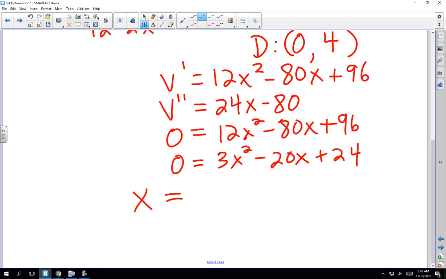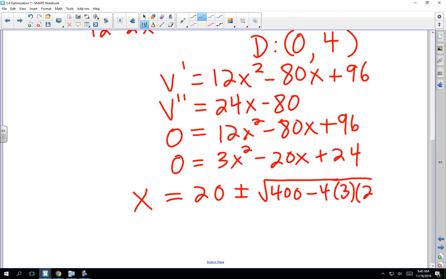So x equals opposite of b, which is 20, plus or minus the square root. And when I say plus or minus, I'm just solving the quadratic. One of these isn't going to work. It's going to give us a negative value. So we've got negative 20 squared, that's 400, minus 4 times 3 times 24, over 2 times 3.